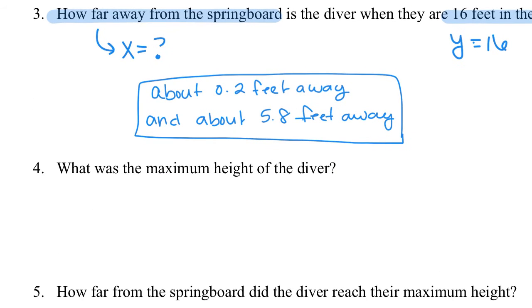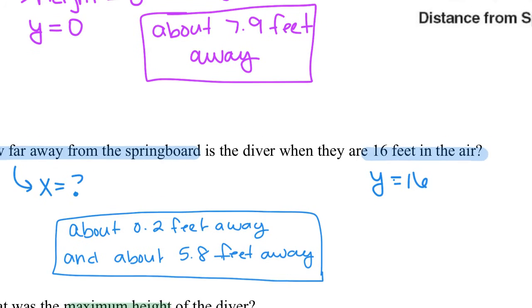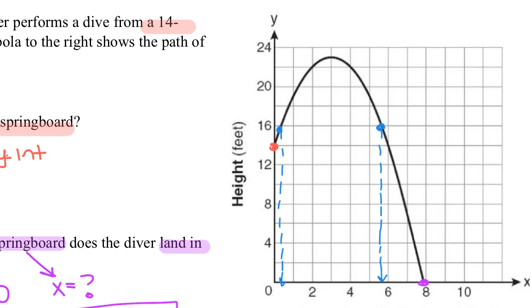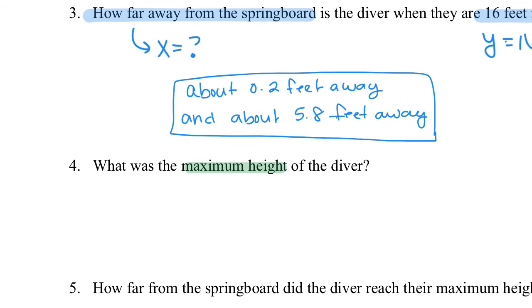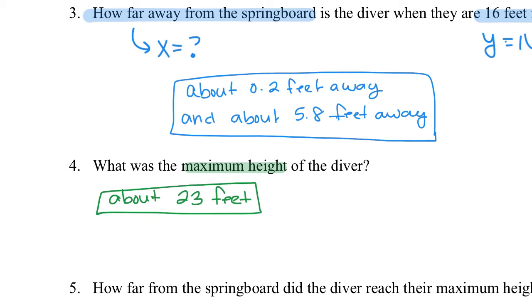Number 4, what is the maximum height of the diver? So maximum height is what we're looking for now. So let's go to our graph and find the max point and mark it. So our maximum point for this graph is here. Now it said, what is the max height? Well, that's your y. So the max height, so let's see, 22. So that's about 23 feet in the air. So that's the highest this diver is going to go. So about 23 feet in the air is his maximum height.